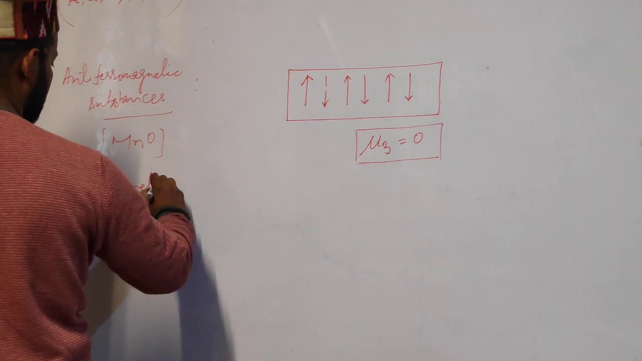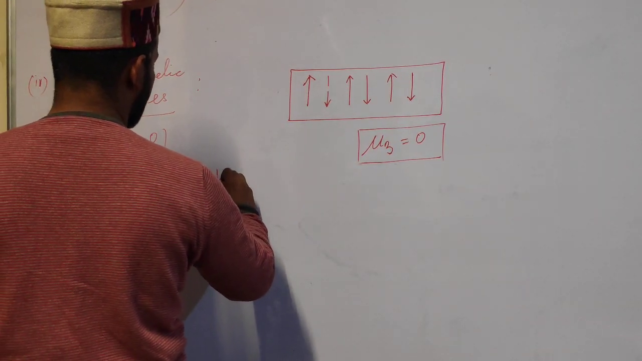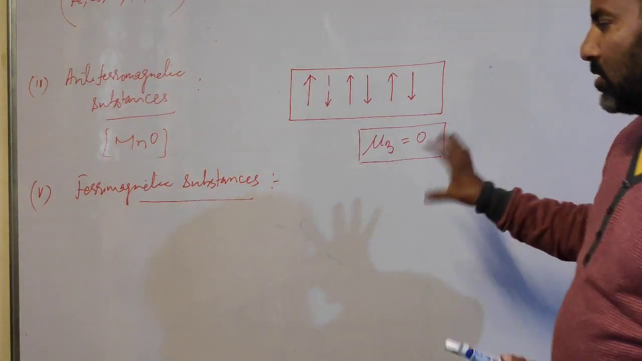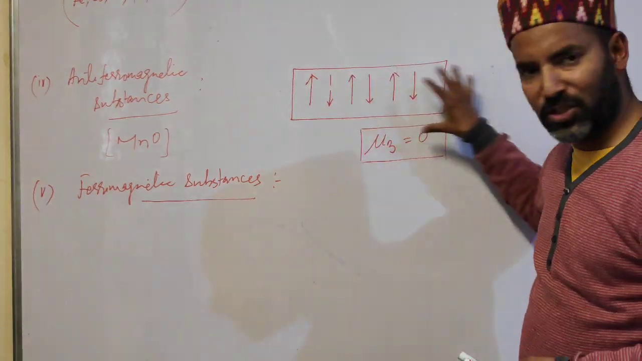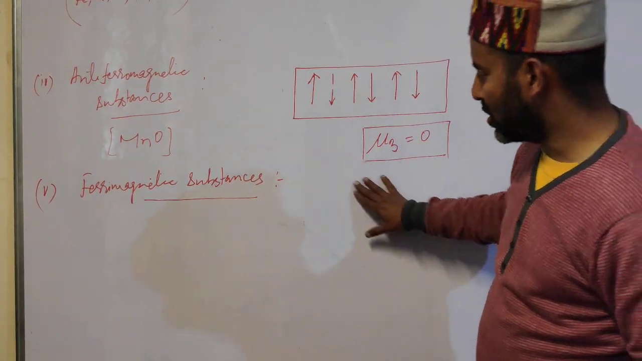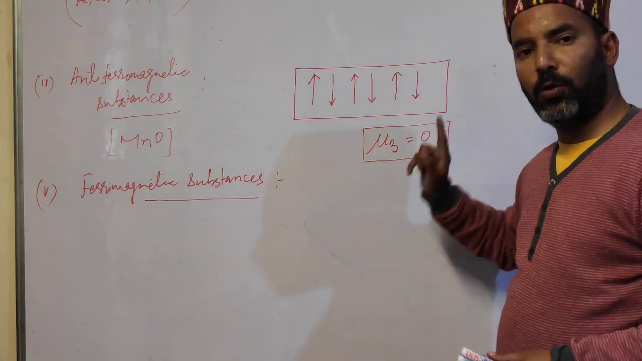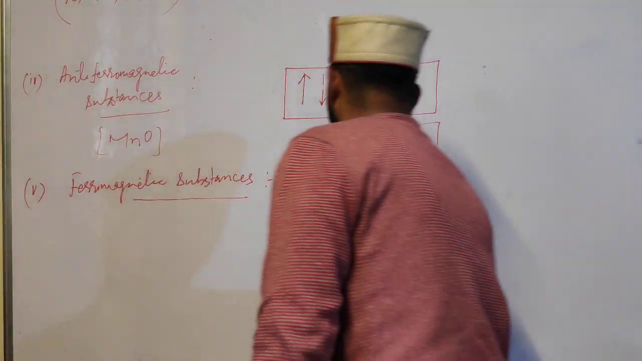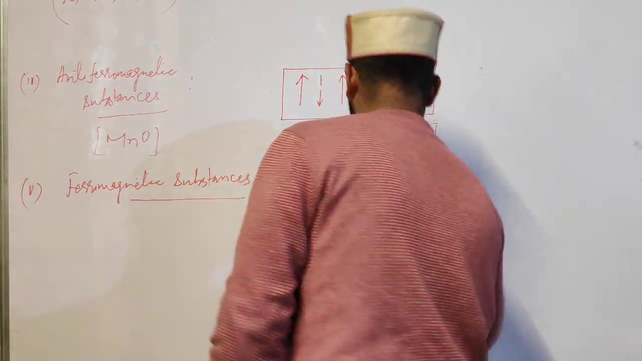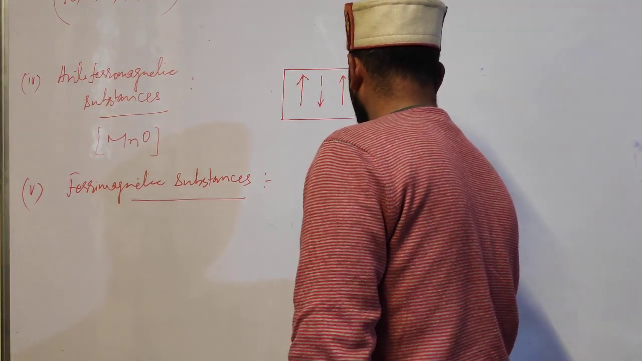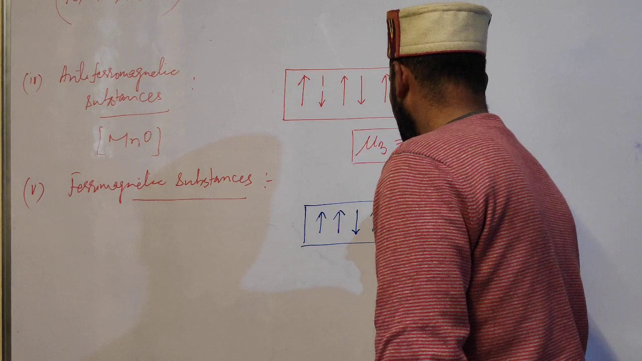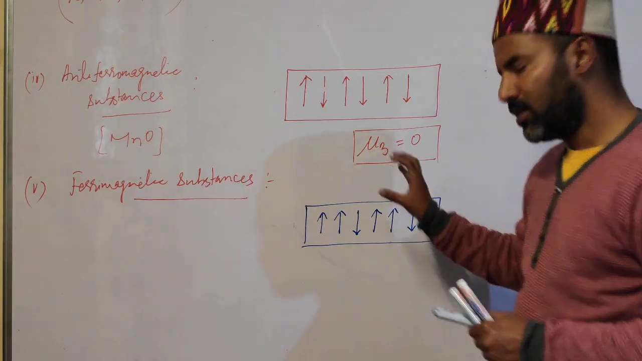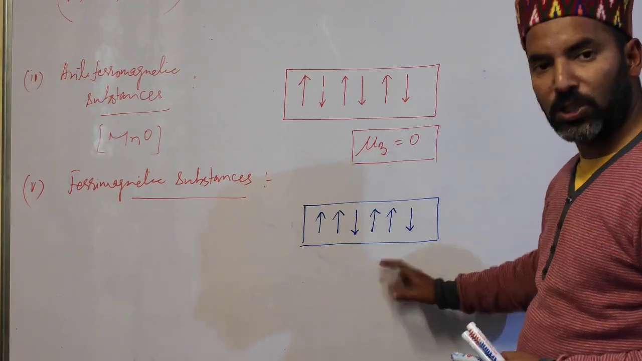Now students, the last type we have is ferrimagnetic substances. In ferrimagnetic substances, the magnetic moments of domains are oriented, again, in both parallel and anti-parallel directions, but in unequal numbers. Say, these two are oriented in the downward direction, then we have these two in upward. So the magnetic moments of domains are oriented in both parallel and anti-parallel directions, but in unequal number.